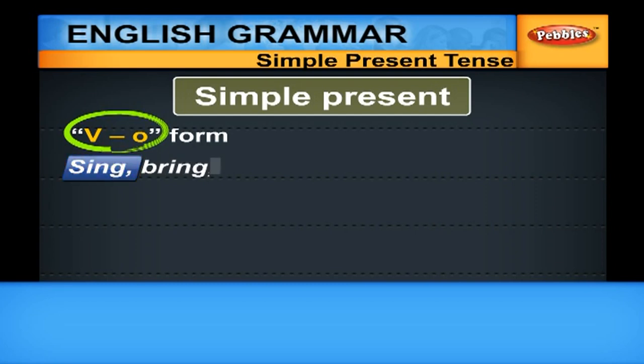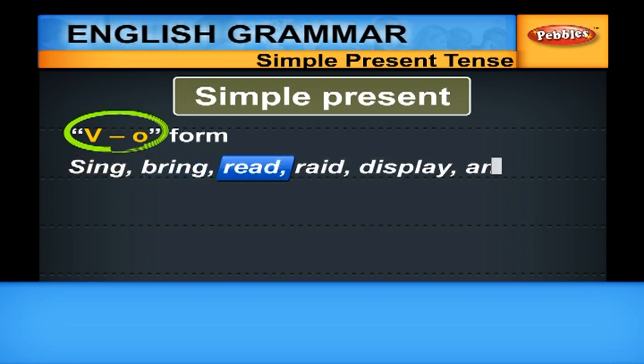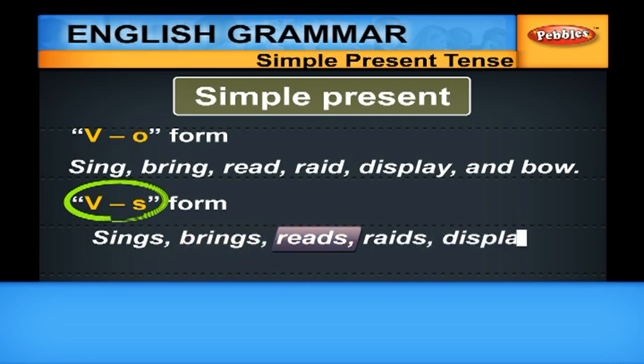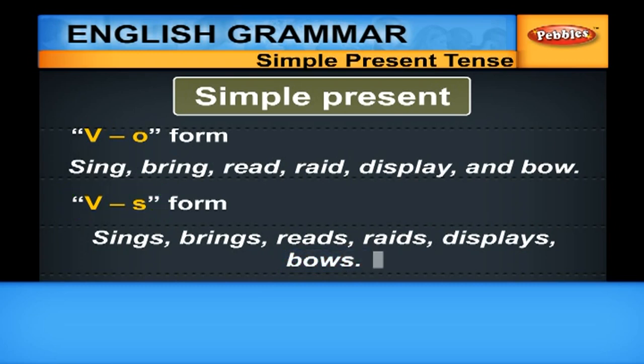Sing, bring, read, raid, display, and bow. Then you have to use VS form also, where you're going to add S to the root verb. Sings, brings, reads, raids, displays, bows. Where are we going to use base form? And where are we going to use a VS form?